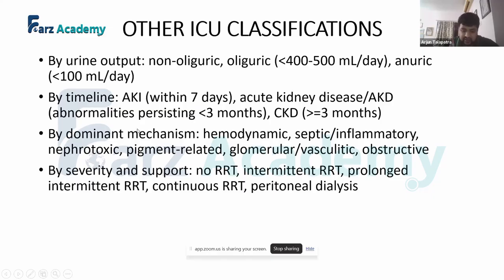You can also classify it on the dominant mechanism. So it may be a hemodynamic problem. The AKI may be septic, nephrotoxic, pigment-related, glomerular, or vasculitic, or obstructive. And also by severity and support. So AKIs which don't require dialysis, AKIs which require intermittent RRT, AKIs which require prolonged intermittent RRT, AKIs which require continuous RRT, or peritoneal dialysis.